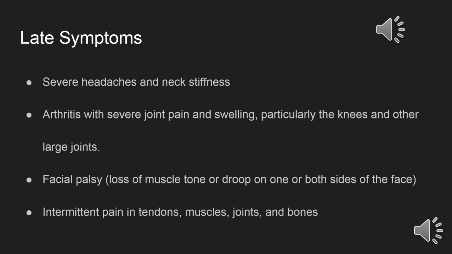Okay, so here we have the late symptoms of Lyme disease, which if you get to this point, it's already too late. But what we have here is severe headaches and neck stiffness, arthritis with severe joint pain and swelling, particularly the knees and other large joints. Again, the parts that are most likely to suffer from arthritis. Facial palsy, which is the loss of muscle tone or droop on one or both sides of the face, and intermittent pain in tendons, muscle, joints, and bones. So this is kind of like if you had growing pains or shin splints, something just like pain in one part of your body that just hurts way more than it should at certain times.